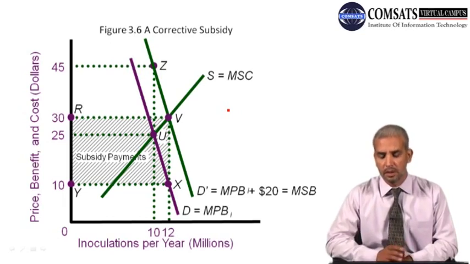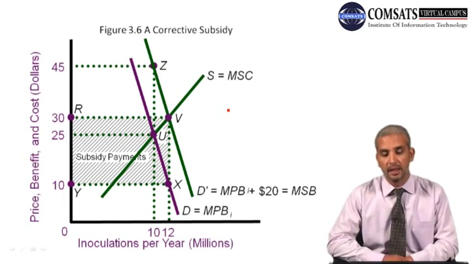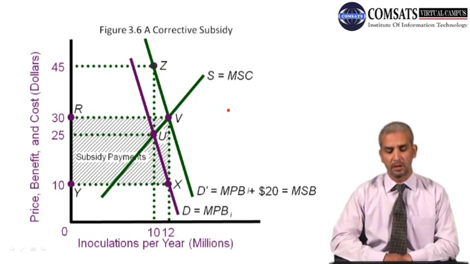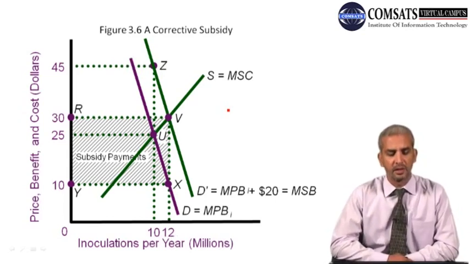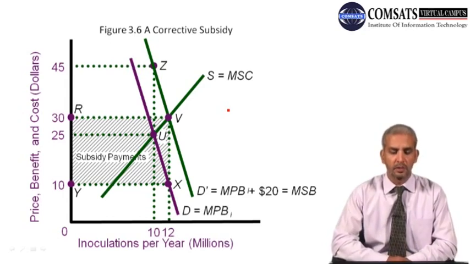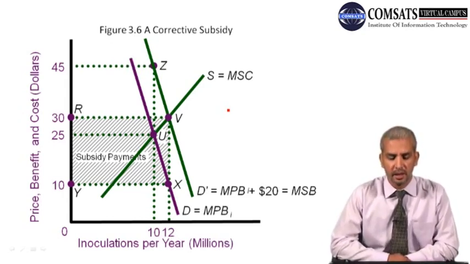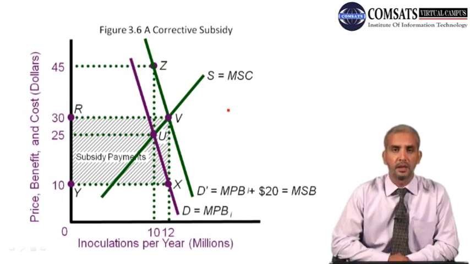So marginal social benefit would intersect marginal social cost at point V, because of the increase in marginal cost due to excess production of 12 million, from 10 million to 12 million. So that would result in an increase in the price to $30. Now in this case the government would subsidize an amount equal to the marginal external benefit, which is $20 per inoculation, and the price for the consumers would reduce to $10, and as a result the total quantity produced would be 12 million inoculations per year, and the society would benefit at large.